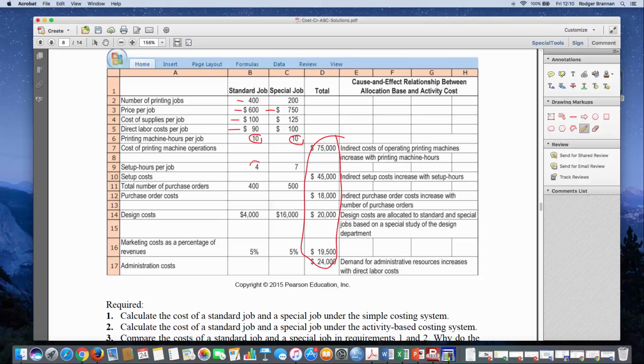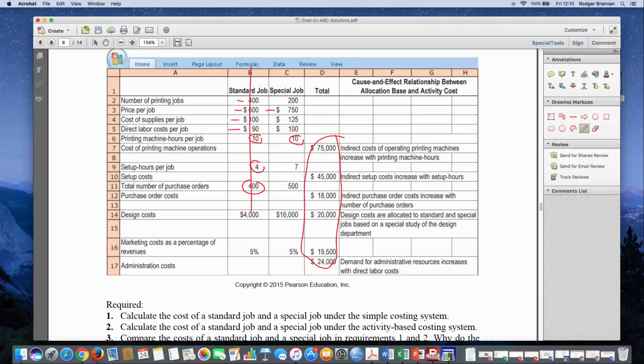I know the number of setup hours for each job. They give me the activities here, the number of purchase orders that each particular product or service requires. The design cost, well, fine, they gave you that. Marketing costs, well, this is a function of my revenues. So take the 5% times the 400 times the 600.